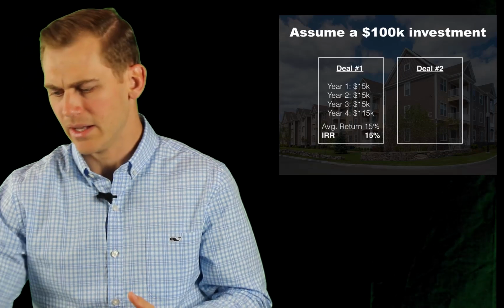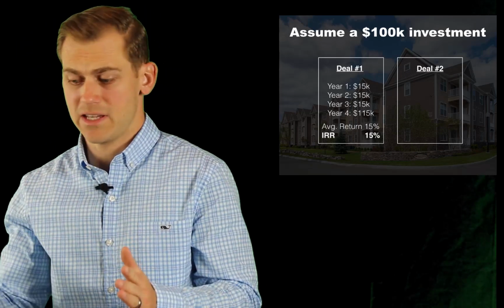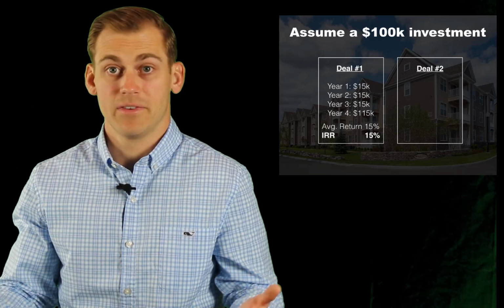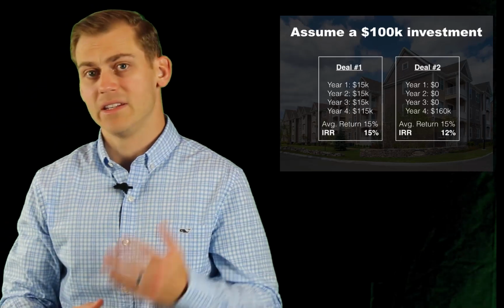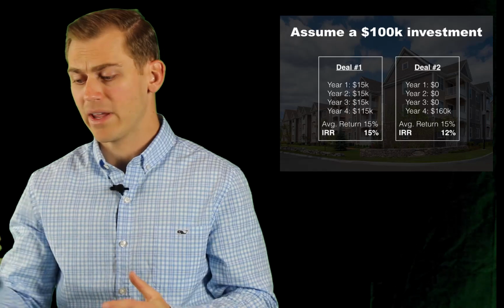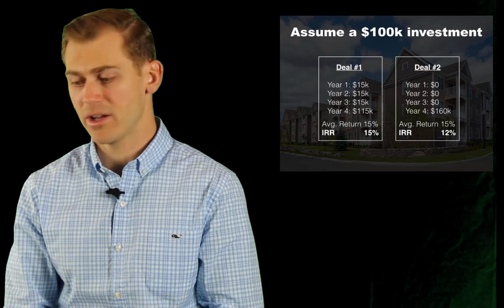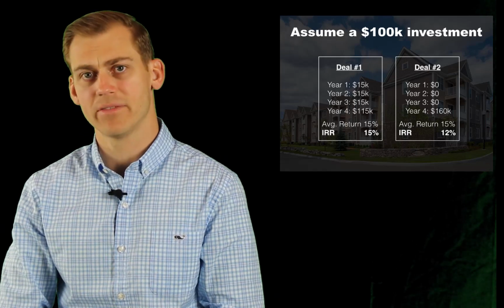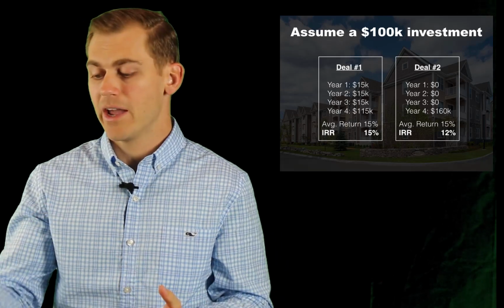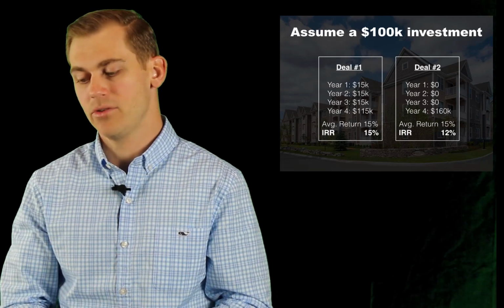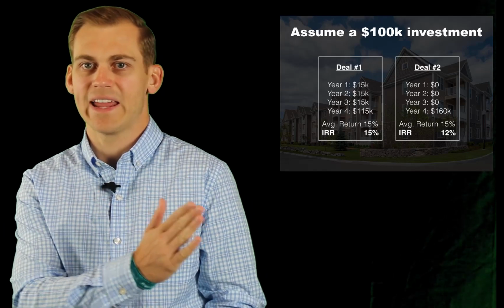So if I'm looking at two projects, and in the first one I'm getting $15,000 a year, the average return is 15%, the IRR is 15%. But in deal number two, I don't get any cash flow during the life of that project. So if I was only looking at the metric of the average return, the two projects would look the same. But if I use the IRR, I can see that deal number two, the IRR is only 12% because I'm not getting any cash flow until year 4, right?